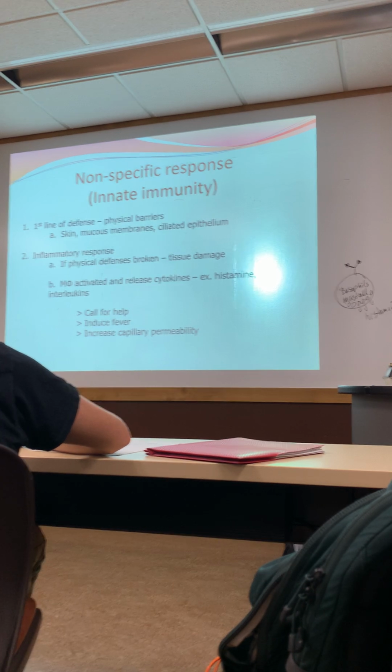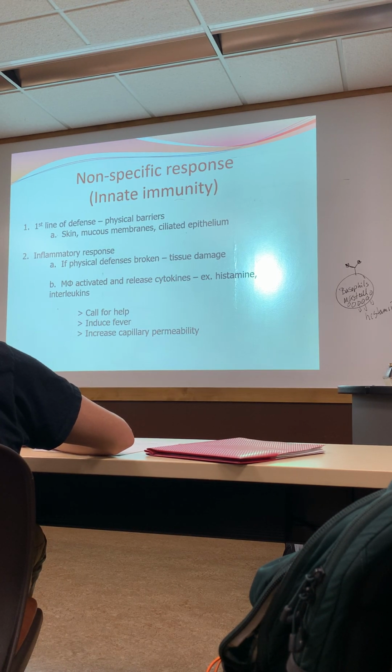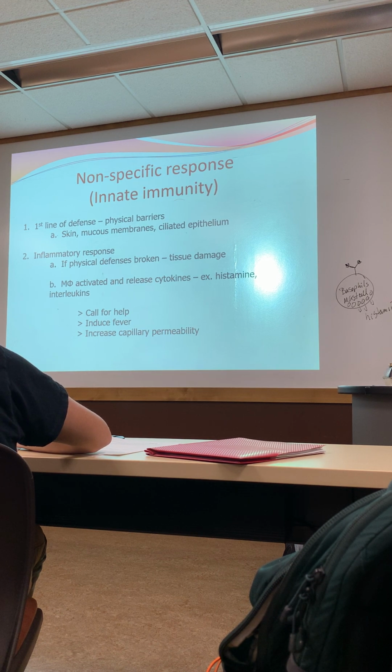But first of all, we've got to talk about our first line of defense. The first line of defense are the physical barriers. In other words, what keeps these pathogens out of us? It includes the skin. Skin is a perfect barrier. It's many layers of dead cells. It's dry. It's a little acidic. As long as it's intact, it's perfect.